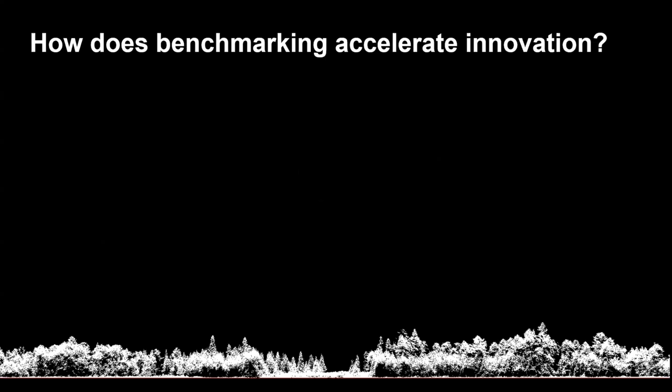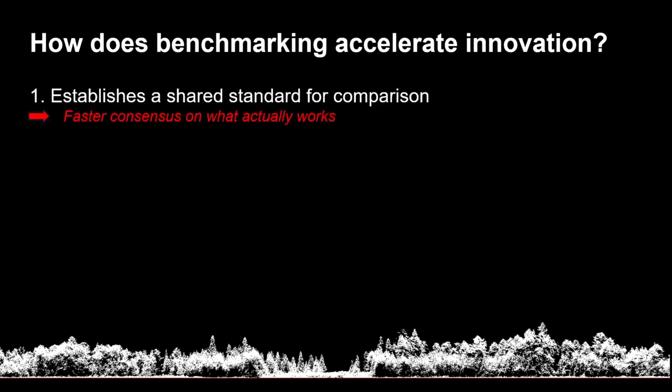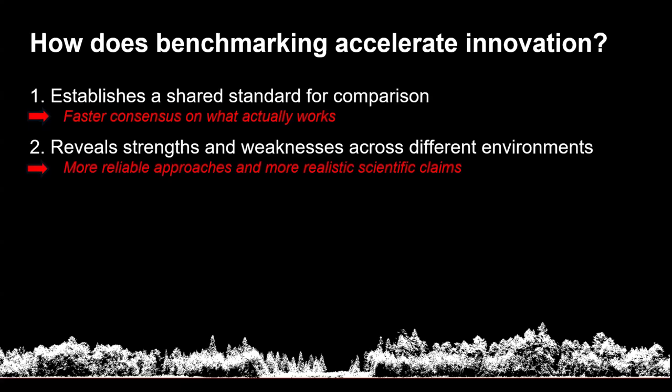So I'm going to focus a bit on how benchmarking can accelerate innovation. Because it provides a common reference point that everyone uses, benchmarking can help prevent researchers from talking past each other. With shared standards, it becomes much easier to compare methods on an equal footing, identify real improvements rather than just anecdotal ones, and reach community-wide agreement on best practices much more quickly. So as a community, we come to a much faster consensus on what actually works.